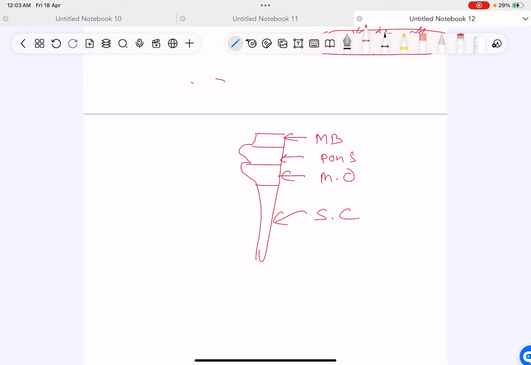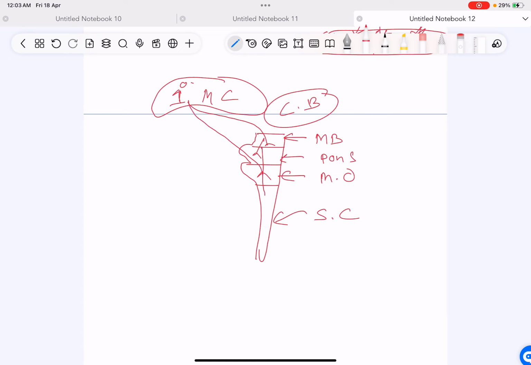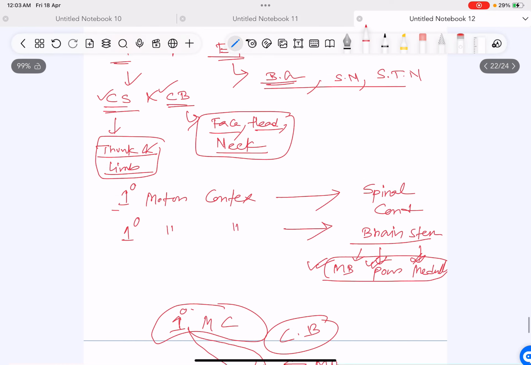So suppose this is the primary motor cortex. Okay. This area is the primary motor cortex. From there, if the end is either in the midbrain or pons or medulla, this is a corticobulbar tract. But if it goes up to the spinal cord, then it is a corticospinal tract, right? And what it controls, we know.